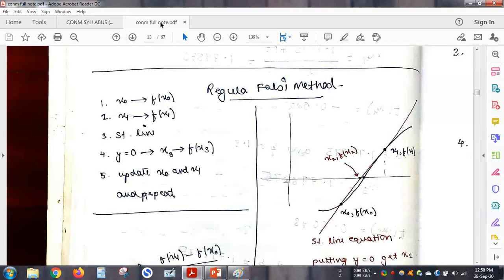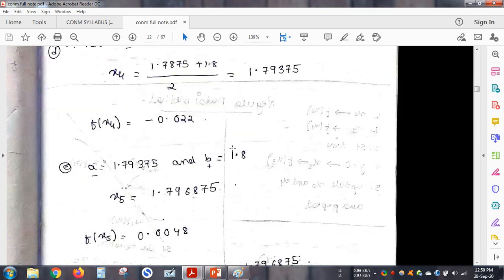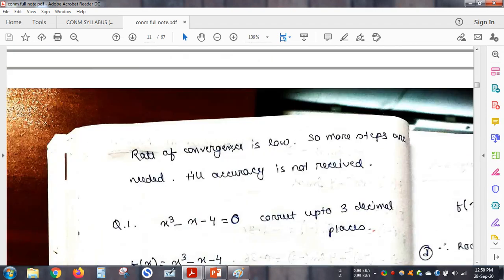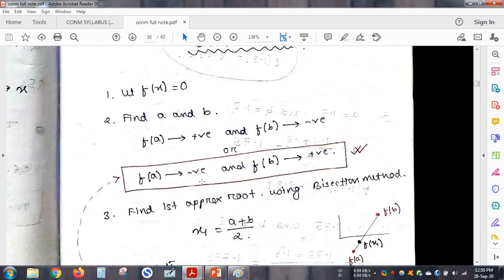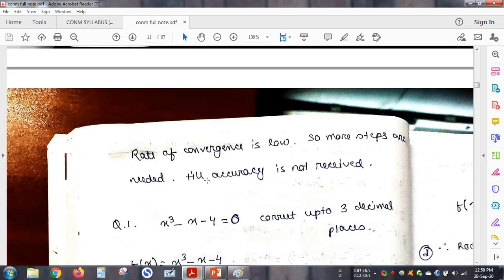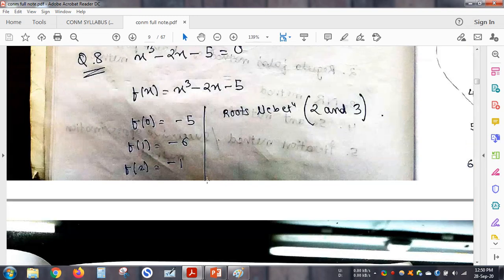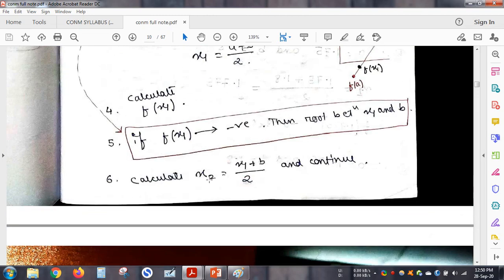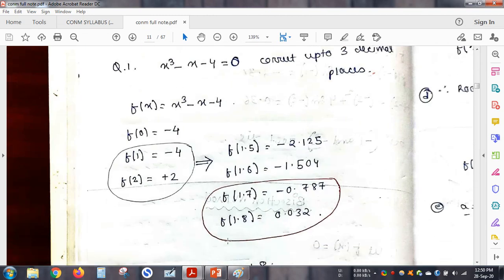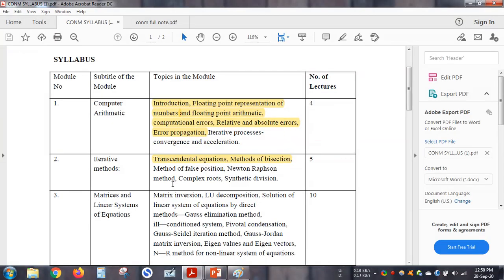I believe you remember, isn't it? This was the bisection method. We found out the midpoint. Today we are going to see the method of false position.